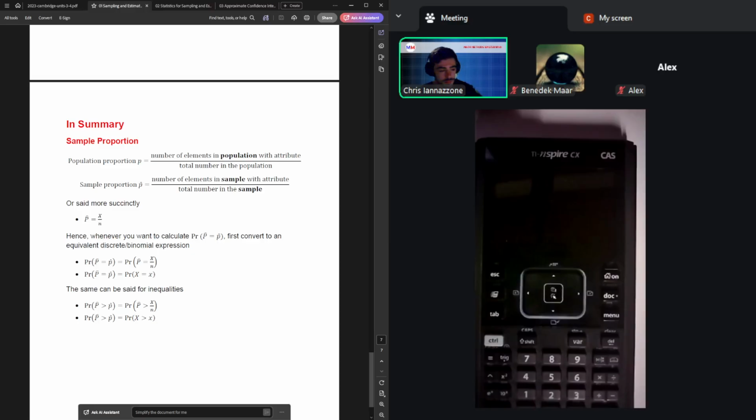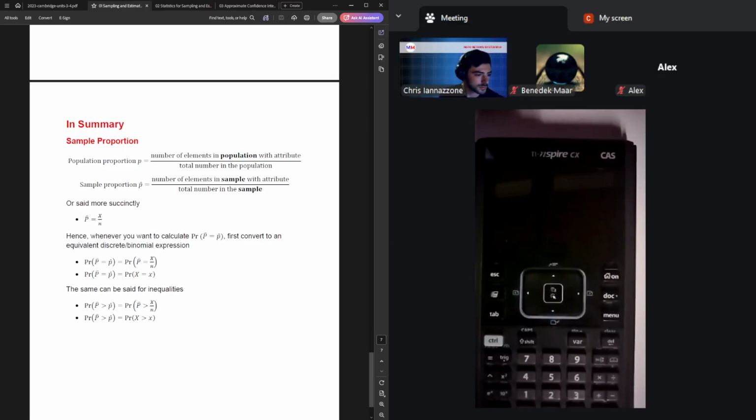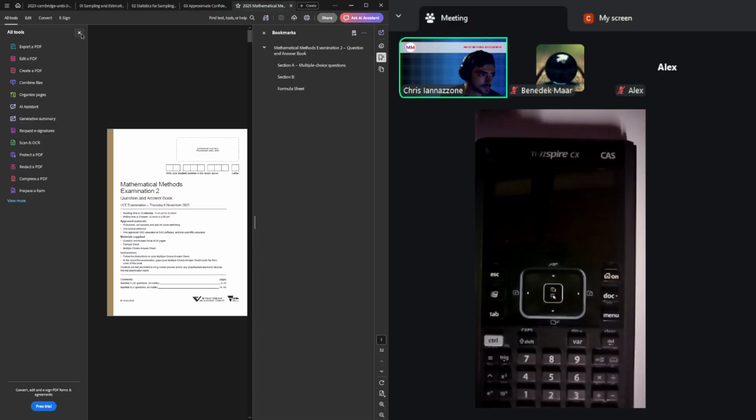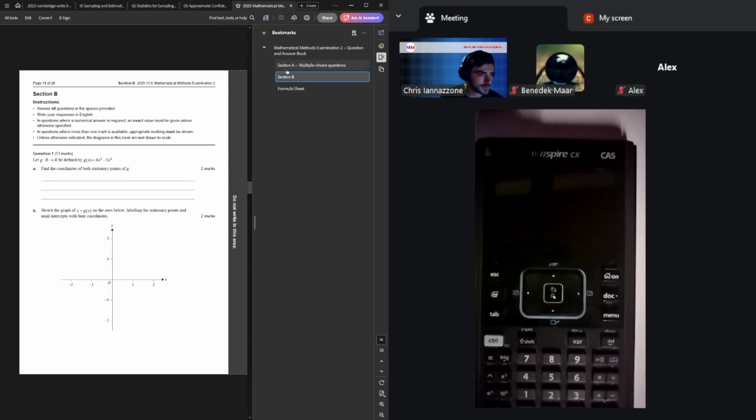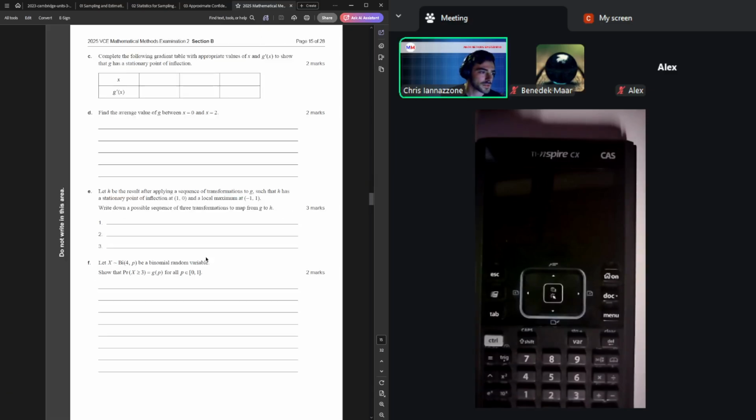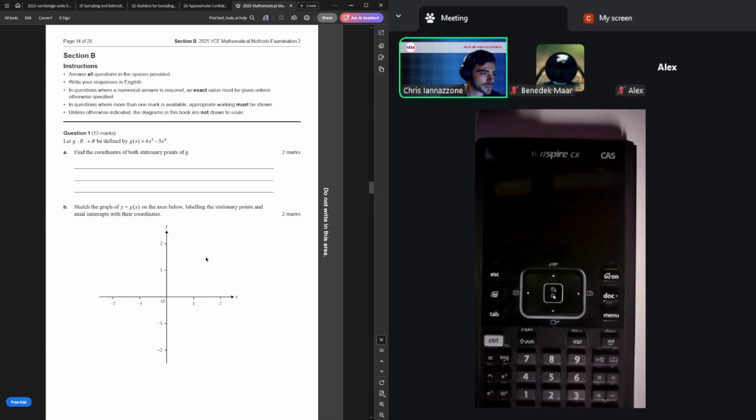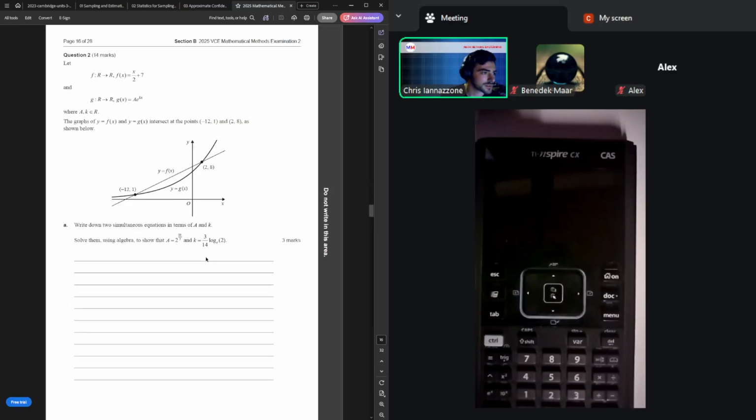Question? Oh, I was gonna ask, for SACs sometimes you get question one with parts A, B, C, D, E, F, G. Is it sometimes in the exam where part A or B is on prob, and then C or D is on other topics? Oh, not like that, no. So probability is sort of self-contained in its own little thing.